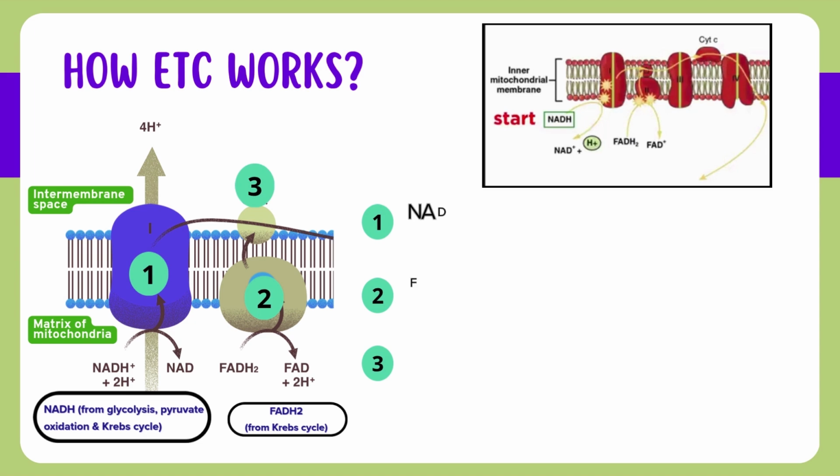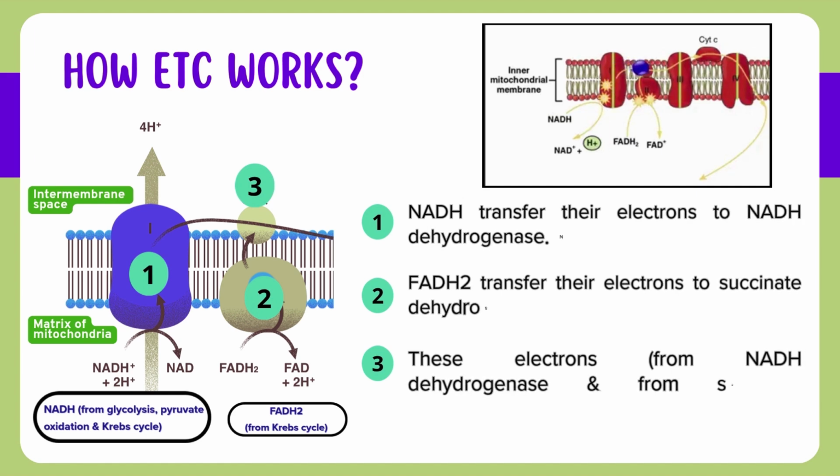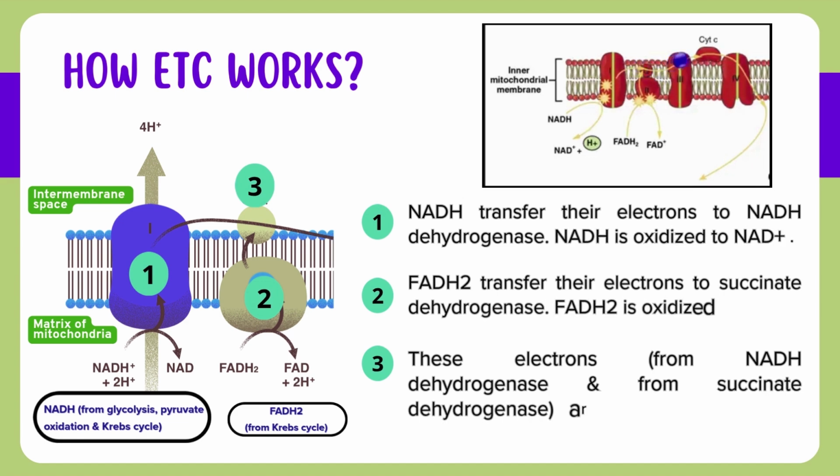Now, let's see how the electron transport chain works. First, NADH transfers its electrons to NADH dehydrogenase, also known as complex 1, and becomes oxidized to NAD+. Next, FADH2 transfers its electrons to succinate dehydrogenase, or complex 2, and is oxidized to FAD. The electrons released from both NADH and FADH2 are then passed to coenzyme Q, which will carry them to the next complex in the chain.